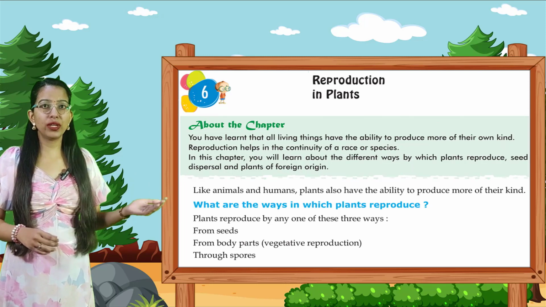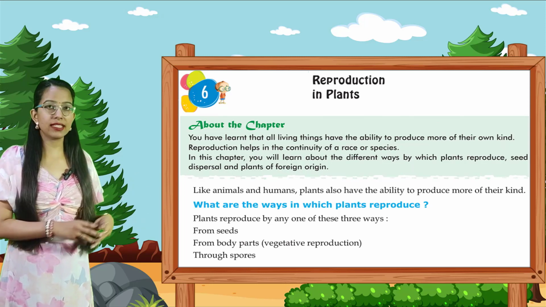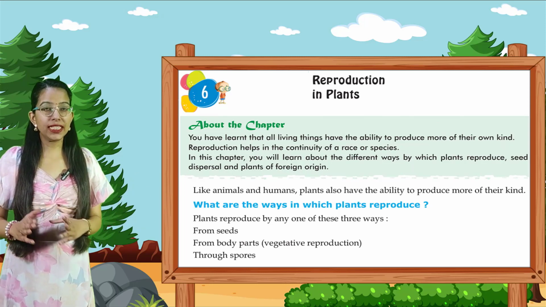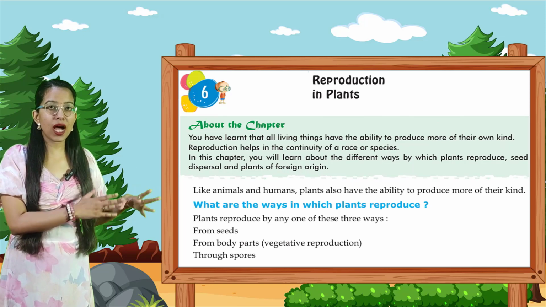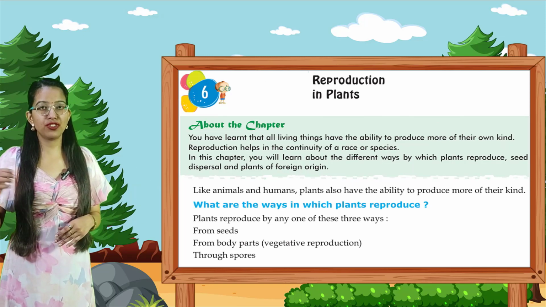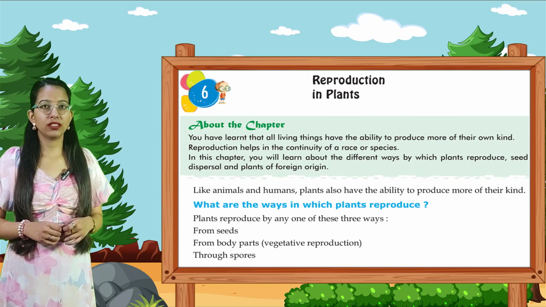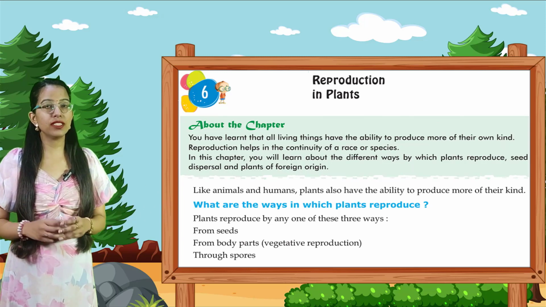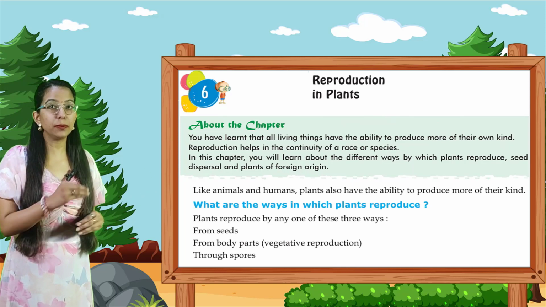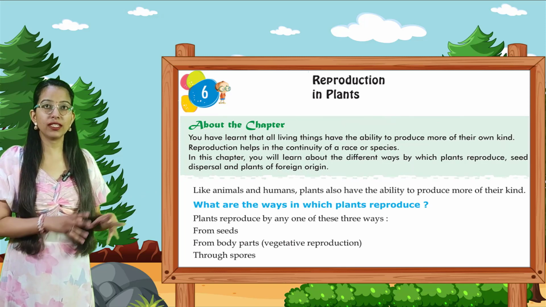In this chapter, you will learn about the different ways plants reproduce, seed dispersal and plants of foreign origin. Okay students, start the chapter. Like animals and humans, plants also have the ability to produce more of their kind.